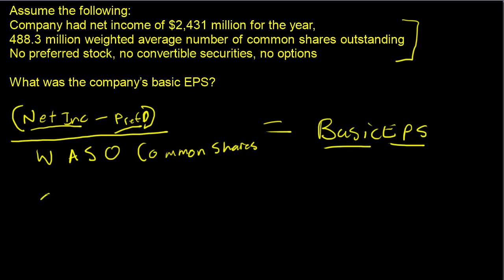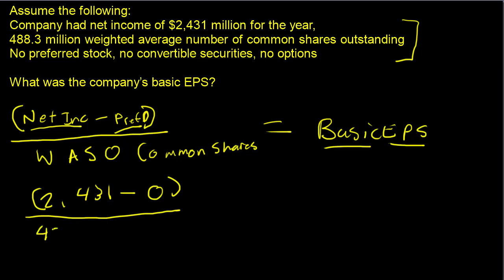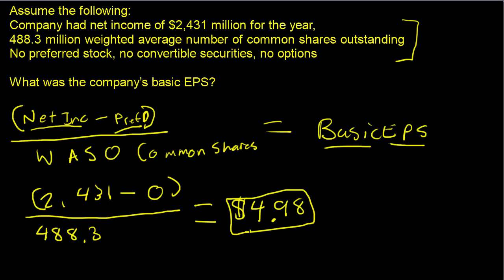So our net income for this is 2,431 minus 0. We don't have any preferred shares in the problem. And we take that and put it over our weighted average shares outstanding, which is 488.3 million. If we do this calculation, we end up with an EPS amount of $4.98.